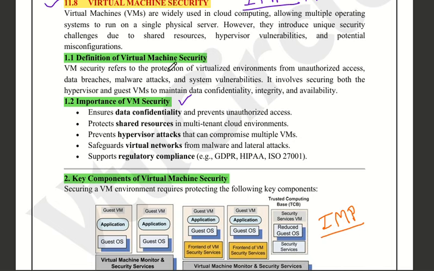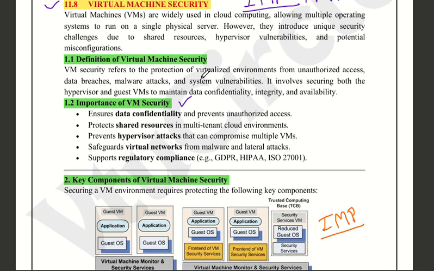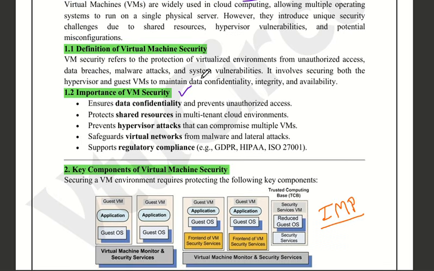The definition of virtual machine security: it refers to the protection of a virtualization environment from unauthorized access, data breaches, malware attacks, and system vulnerabilities. To protect and secure the virtual machine, we implement this. Then let's see the importance of virtual machine security. Why is it important?